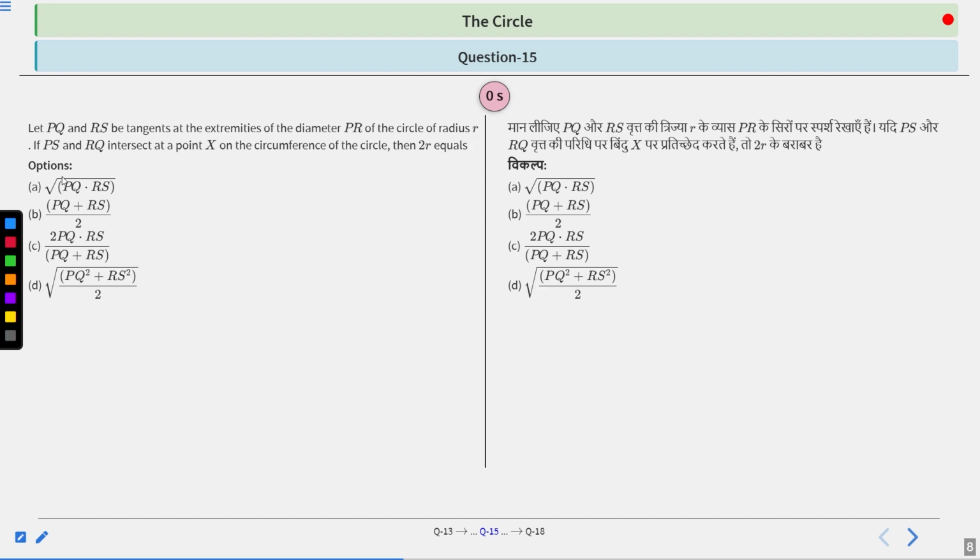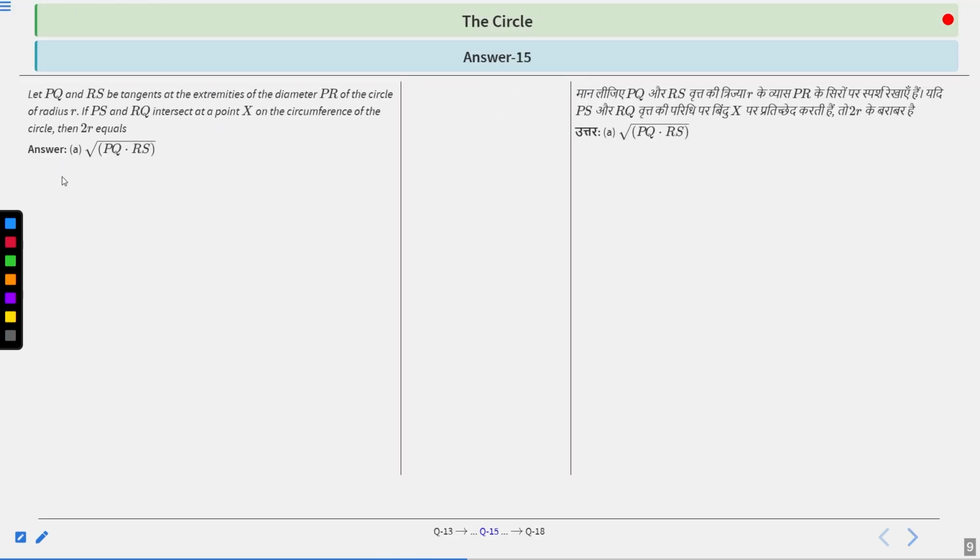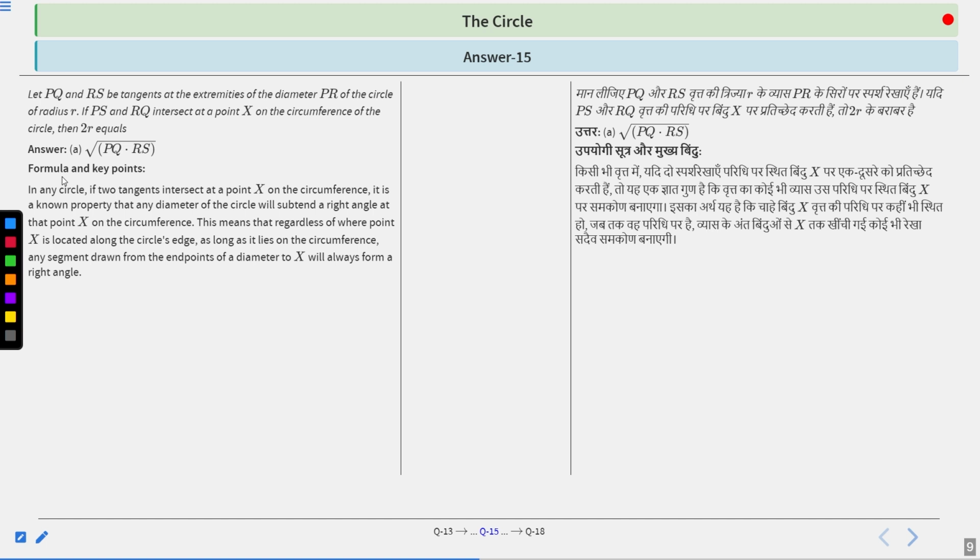Okay, let's move to the solution part. The formula and key point we will use in this question is: in any circle, if two tangents intersect at a point X on the circumference, it is a known property that any diameter of the circle will subtend a right angle at that point X on the circumference. This means that wherever point X is located on the circle's edge, any segment drawn from the endpoints of a diameter to X will always form a right angle, right?